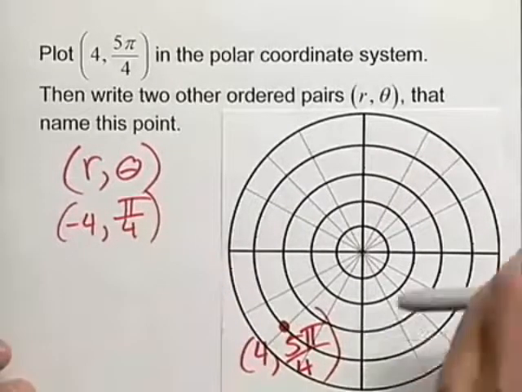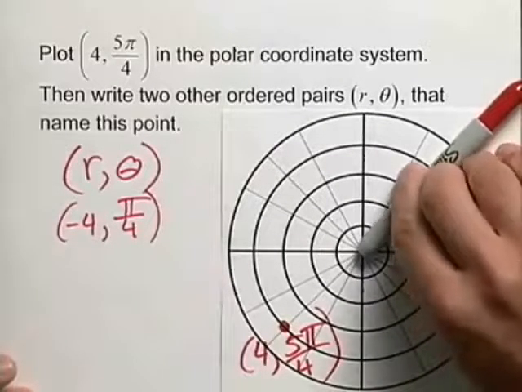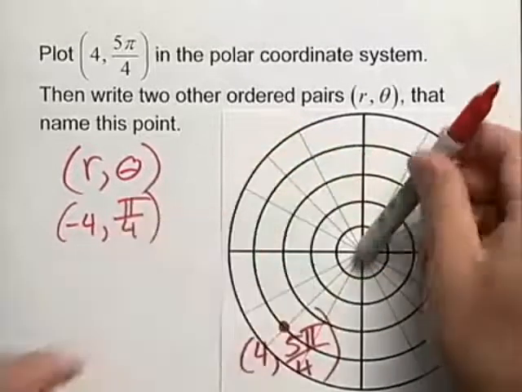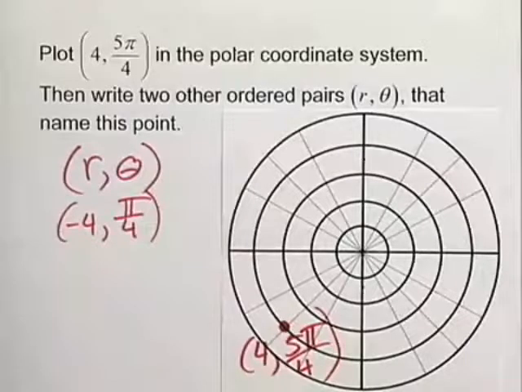Let's check this out real quick. Again, starting in standard position, we go π/4 radians, and then the -4 indicates that we're going to flip this over in that direction, and that point would lie right on top of (4, 5π/4).